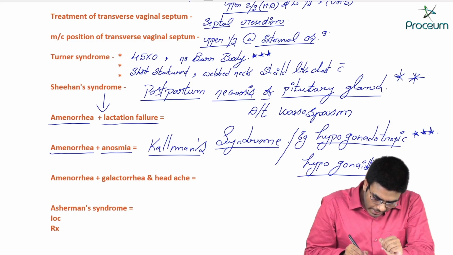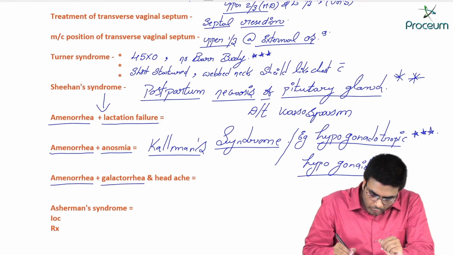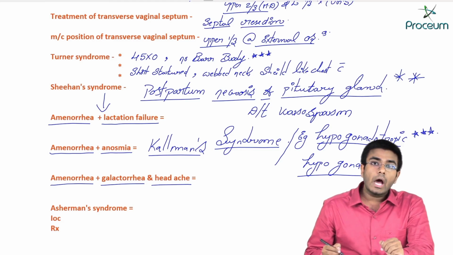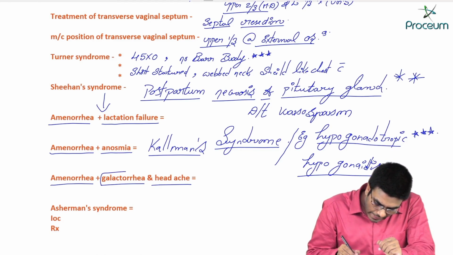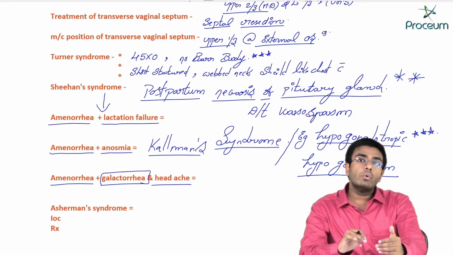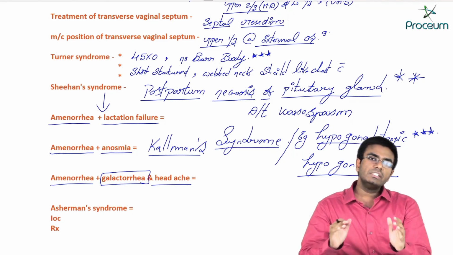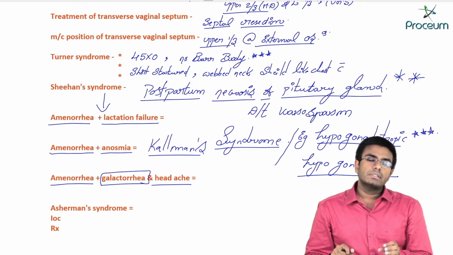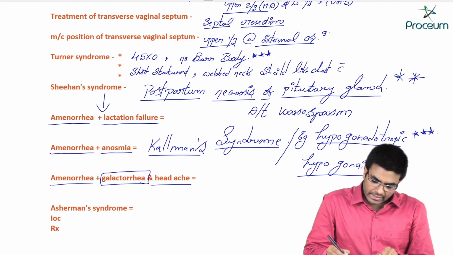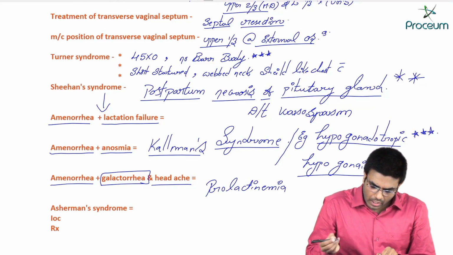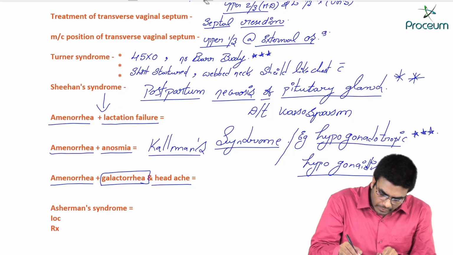Now, after this, amenorrhea in the background of galactorrhea and headache. Guys, see here, in this condition, the female is having amenorrhea. Along with that, this female is having galactorrhea. What does galactorrhea mean, guys? Galactorrhea means milk production without or unrelated to childbirth. Now, this female is having milk production from the breast, but she has not had a childbirth. This is galactorrhea. Now, what is this condition? This clinical condition is an example of prolactinemia. Okay, or to be more specific, it is hyperprolactinemia.